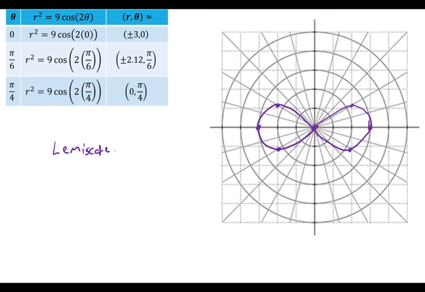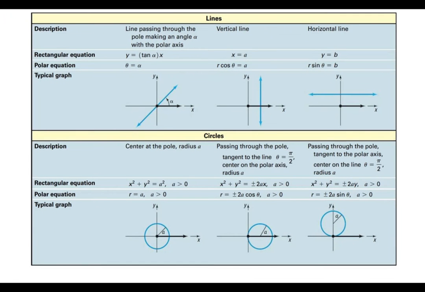Now to summarize, if you're trying to figure out what kind of shapes you have in polar equations, here they are. In general, if you have theta is equal to some number alpha, well, then you get a line passing through the pole making an angle of alpha with the polar axis. Well, if you have r cosine theta is equal to a, then you're going to have a vertical line x equal to a. If you have r sine theta is equal to b, you're going to have a horizontal line at y equals b. If you have r is equal to some number a that's positive, you're going to have a circle with radius a.